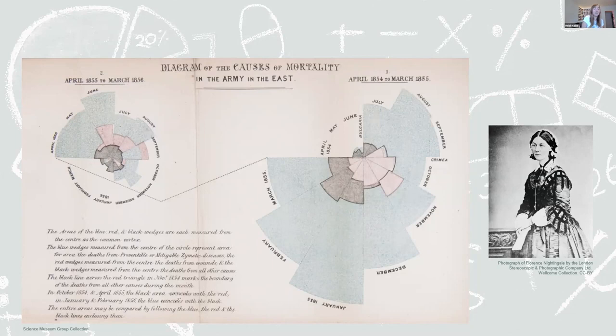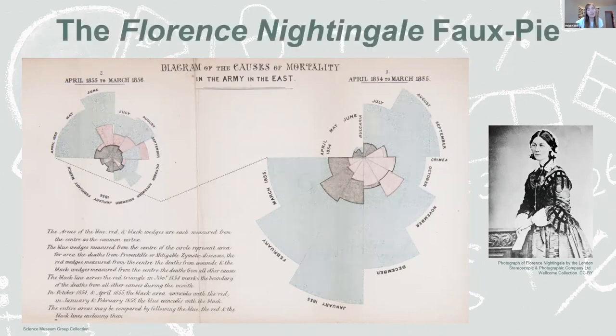Many see this as a pie chart, but it's actually not. That's why I call it the Florence Nightingale faux pie. It's actually a circular timeline. So reading around the clock, starting at 9 o'clock, we see a temporal development, and we have 1 year in the right-hand side pie and another year in the left-hand side one.